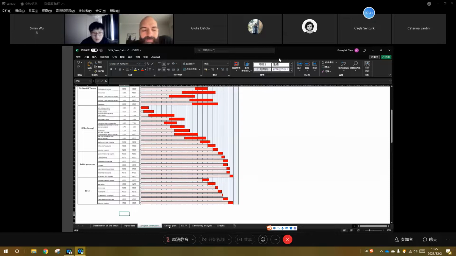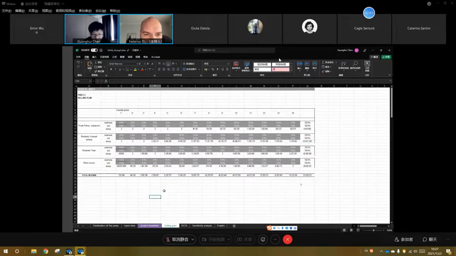And the selling plan: yesterday we changed the phases, and for the private parking, we want to use hanger marketing to sell the private parking. So you can see we just put the last phases to sell them. And about the residential and office, at the first we sell some, but the installments are in other phases too.